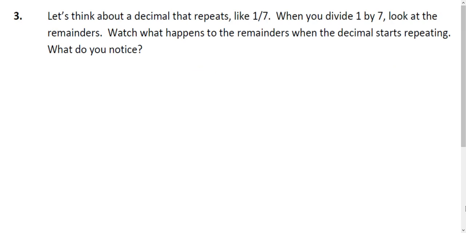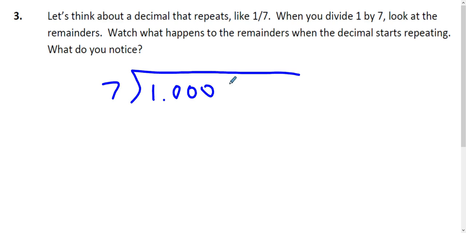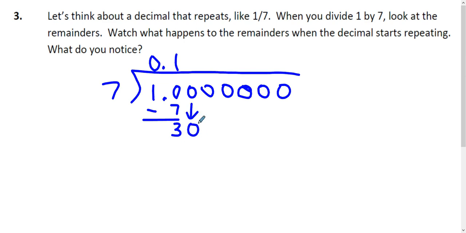So then I asked us to think about decimals that repeat, like 1/7. So you divide 1 by 7, and you're like, how the heck do I do that? Well, I know how to divide. I mean, this is something I learned when I was young, right? So how does this go? 7 goes in at 10, right? And then you do this subtraction, and you get a remainder of 3. Then you're like, well, let's bring down that 0 and let's try again.